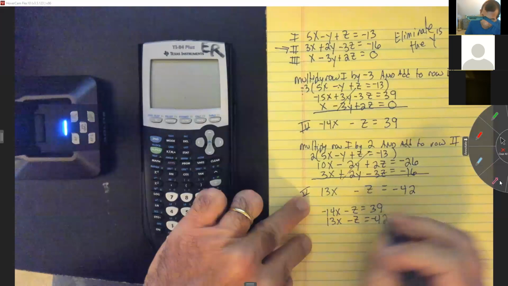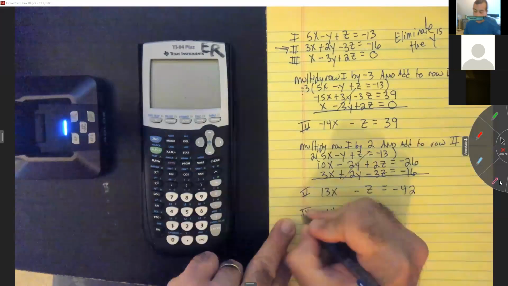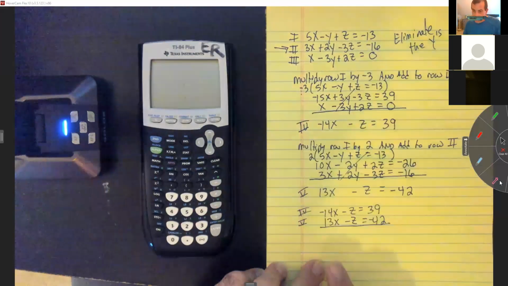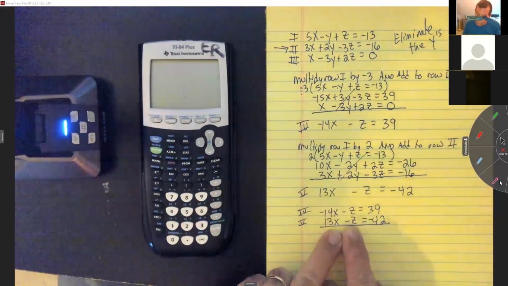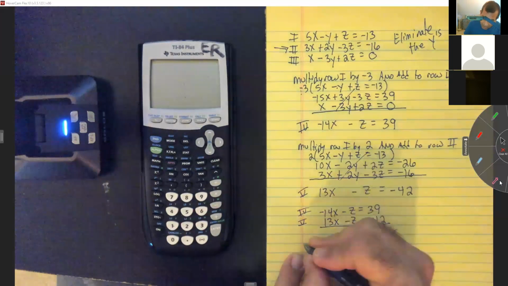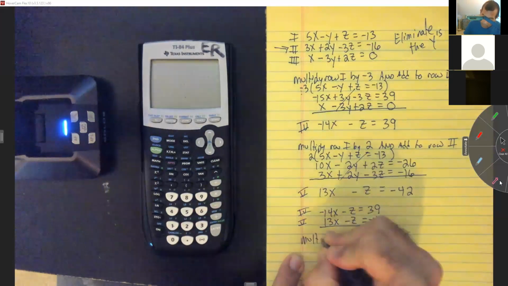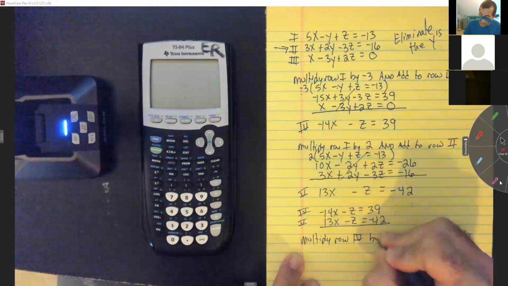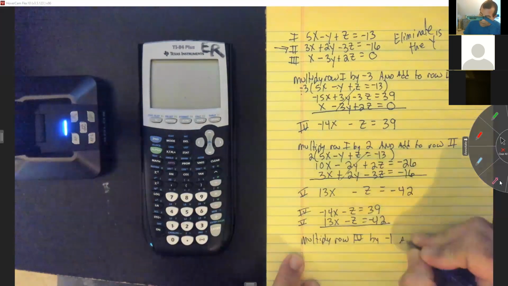So that would be row 4 and row 5. Now they make a 2 by 3. Y'all, it sure looks easy to get rid of the z's. So what I'm going to do is multiply row 4 by negative 1 and add to row 5.